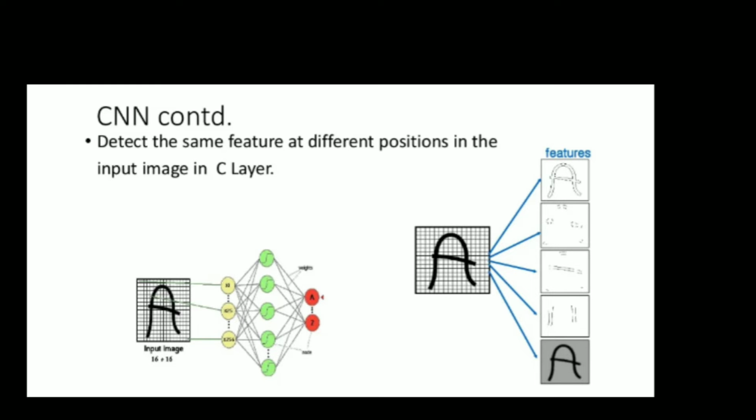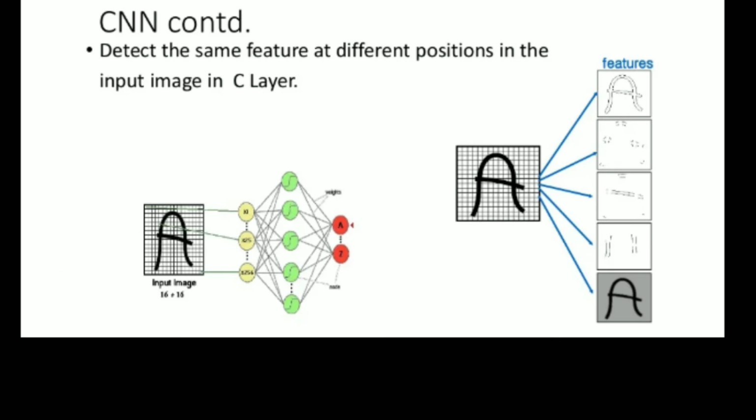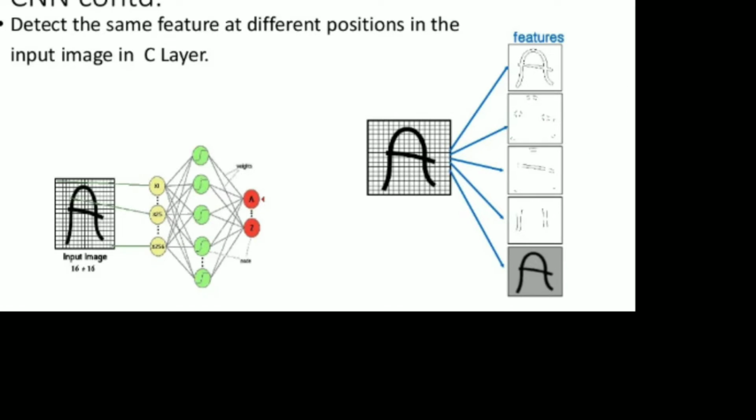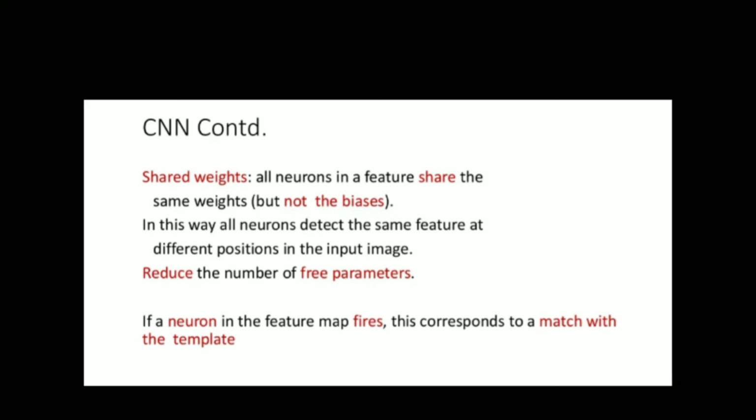Detect the same feature at different positions in the input image in C layer. So this is the input image, and from this the features are taken. Okay, detect the same feature at different positions in the input image in C layer. After that, shared weights. All neurons in a feature share the same weights but not the biases.